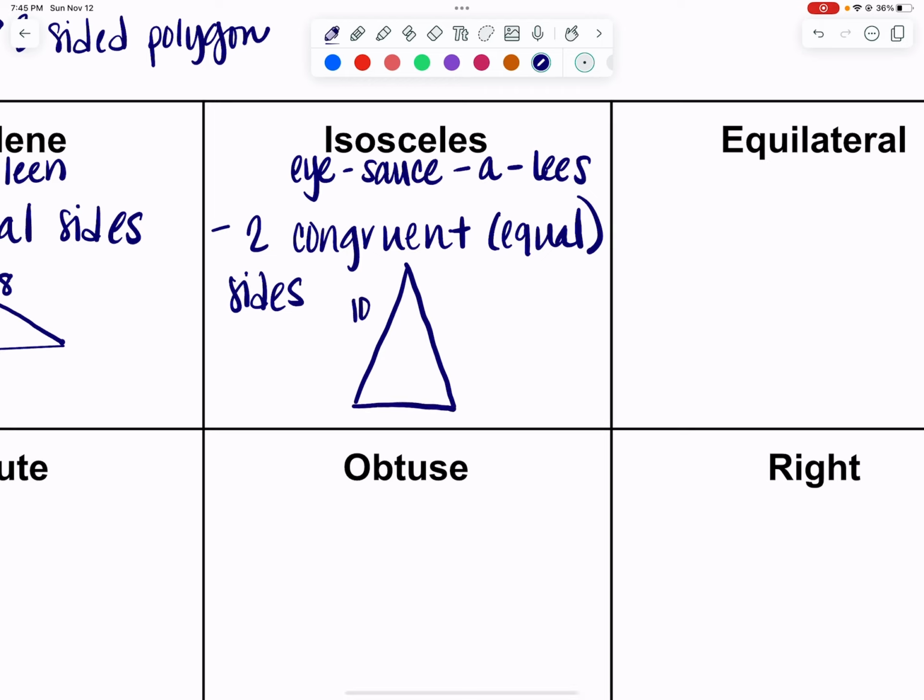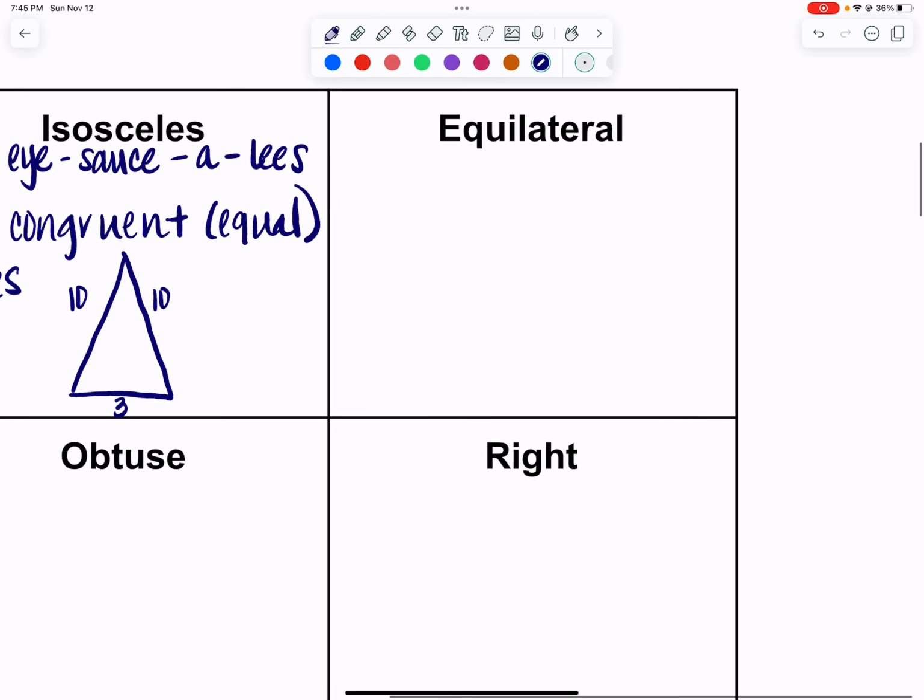Let's say that this side is 10, and this side is 10, and this side is, I don't know, 3. Sounds good. Two congruent sides for an isosceles triangle. Equilateral triangle, if you look inside this word, you see two pieces. You see equal, and then right in here with this really terrible brown color, you see lateral. Lateral means sides. So in an equilateral triangle, you have all equal sides.